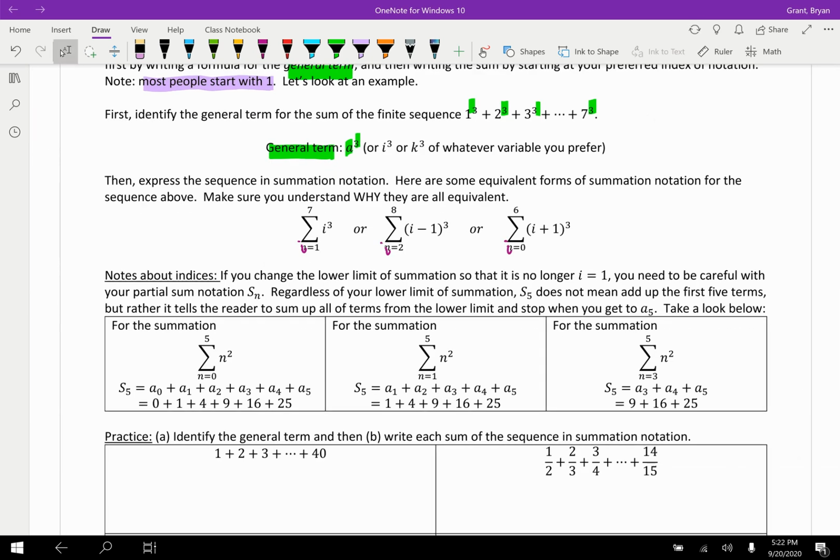Oh yeah, last but not least, regardless of whatever your lower limit of summation is, if we're using this partial sum notation, S sub 5 doesn't mean add up the first 5 terms. Rather, what it's telling you is to sum up all the terms from the lower limit and stop when you get to an input of 5. So let's take a look here.